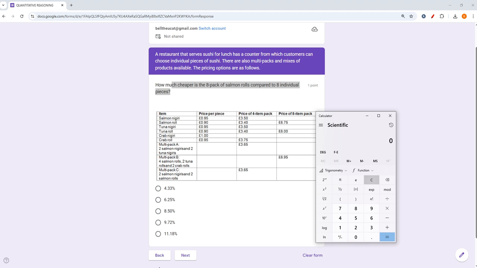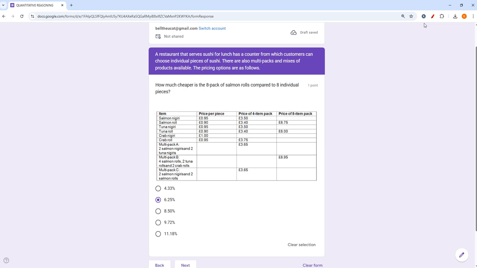Okay, so 7.2 and 6.75. 6.75 divided by 7.2, minus 1, gives 6.25, that's the option. So that's the option we're choosing in this case. So what's the trick? The trick is simple: new divided by old, then take away 1. That's the trick.